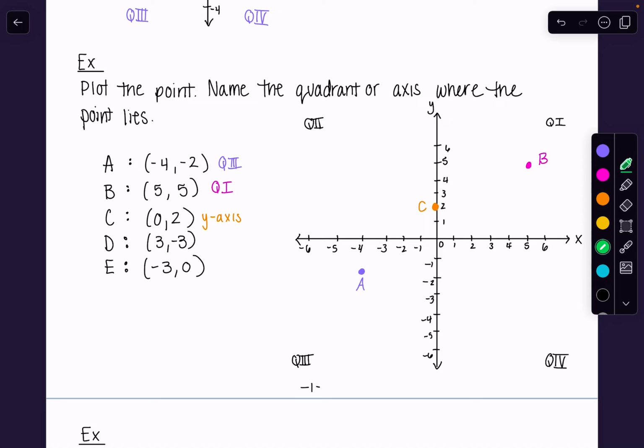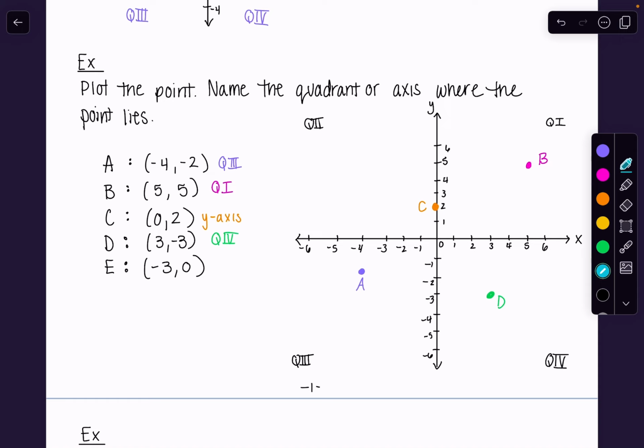Moving on to point D, I go +3 in the x direction, -3 in the y. So that means we move down, and that would land me right here. So again, if I were to draw straight lines to each of these, you would see my x is 3, and then my y is -3. So point D is going to be this point over here. And the quadrant it lands in is quadrant 4.